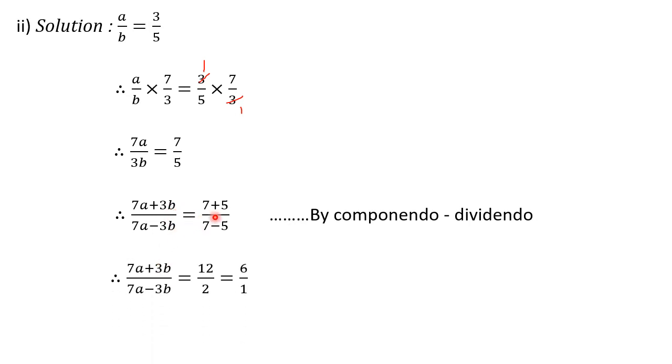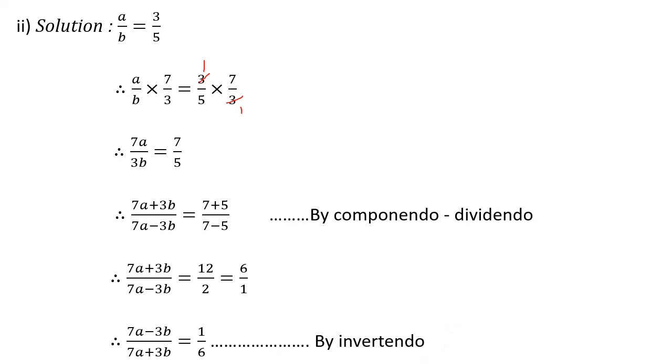Okay, so here when we add, we will get 7 plus 5 as 12 and 7 minus 5 as 2, which we can reduce again. 2 ones are 2, 2 sixes are 12, so 6 upon 1. And to get the final answer, we will do invertendo. Exactly opposite. The denominator will go in the numerator and the numerator will come in the denominator. So 7a minus 3b upon 7a plus 3b is equal to 1 upon 6. Okay. So all the steps are similar to the first one. Only you have to add this last step. That's the difference between question number 1 and 2.